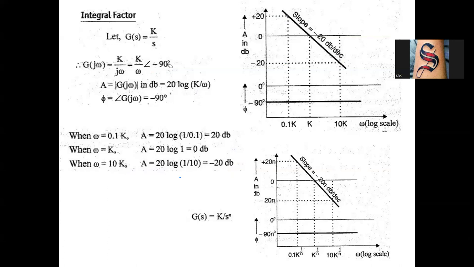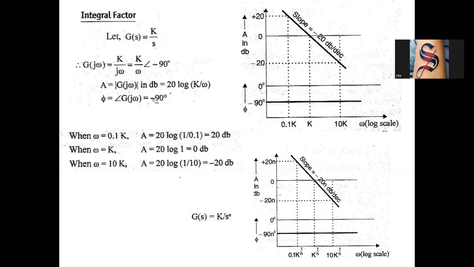And then, for example, if I have k by s square, it means 1 by s into 1 by s. I may have a 1 by s square term, or a 1 by s cube term, or a 1 by s power n term. Then what is the corresponding magnitude and phase angle?